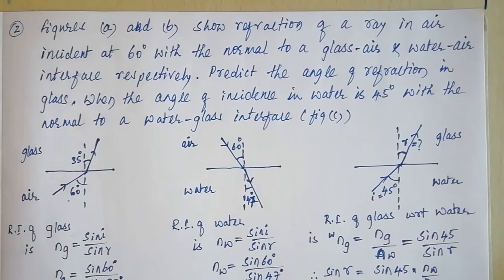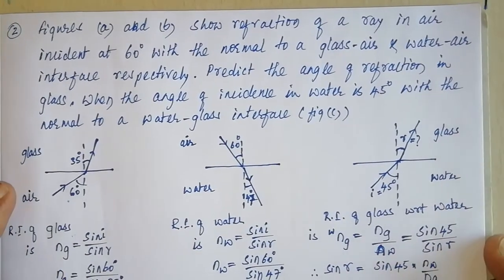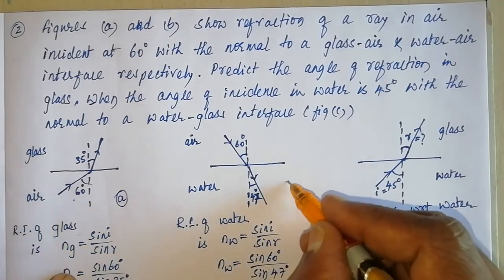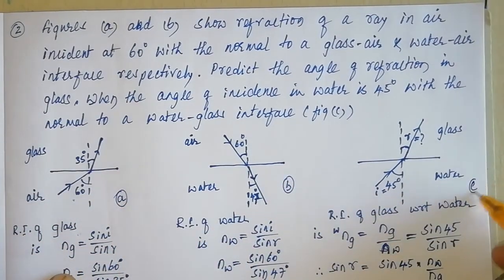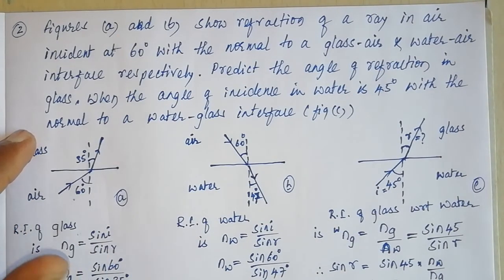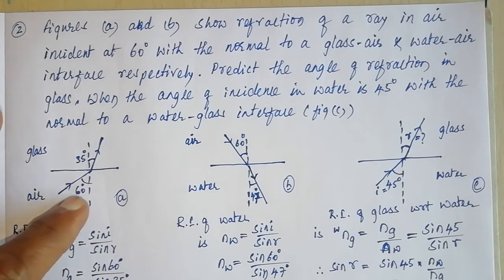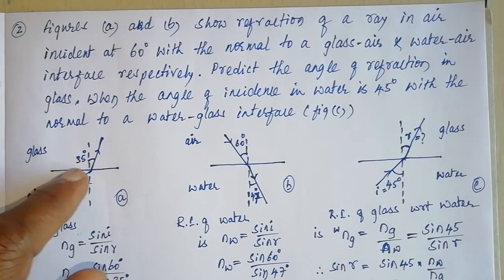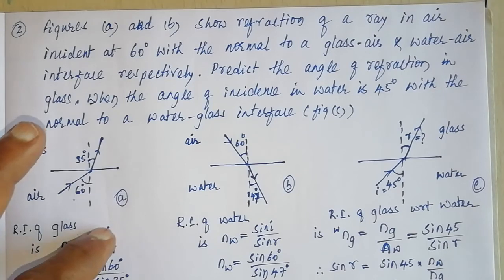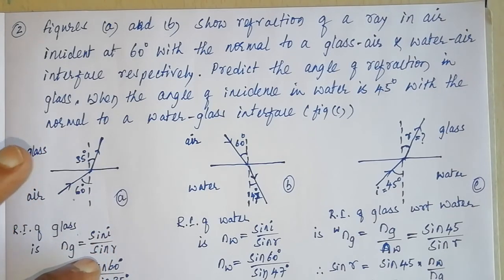So here we have given three figures: figure A, figure B, figure C. In figure A, the light is traversing from air to glass. The angle of incidence is given as 60 degree, and the angle of refraction is 35 degree. According to Snell's law, the refractive index of glass with respect to air, Ng, equals sin i by sin r. That's why I have written here sin 60 by sin 35.